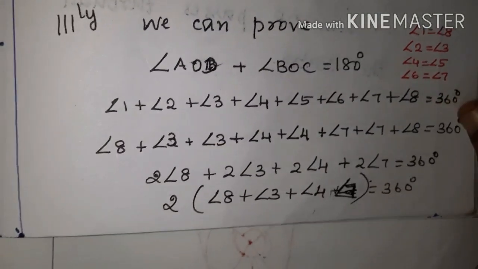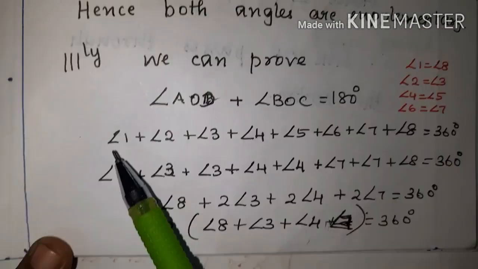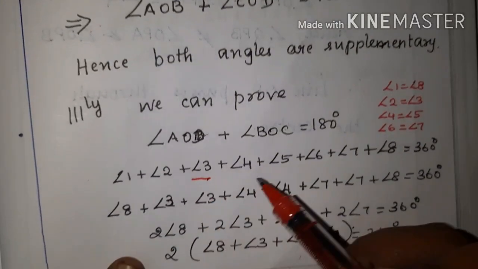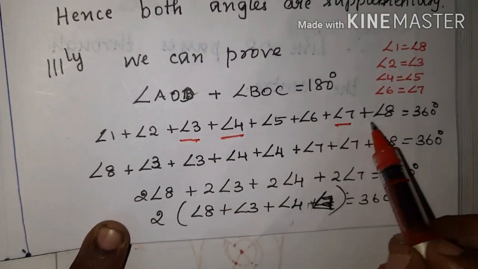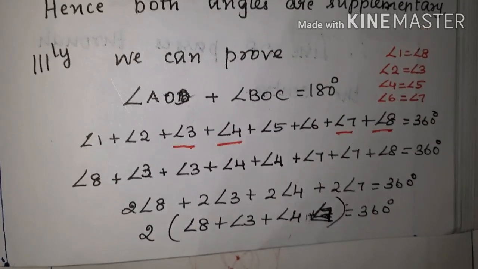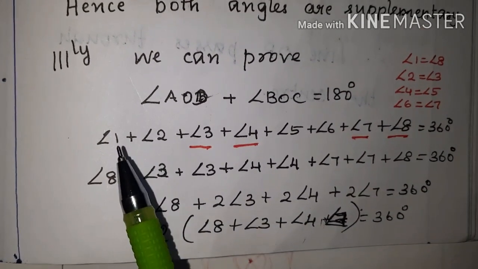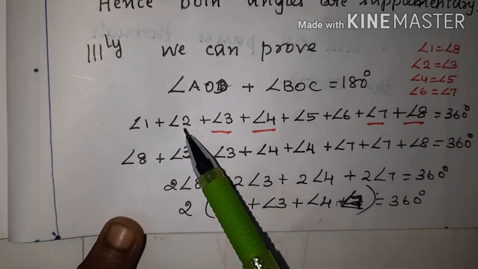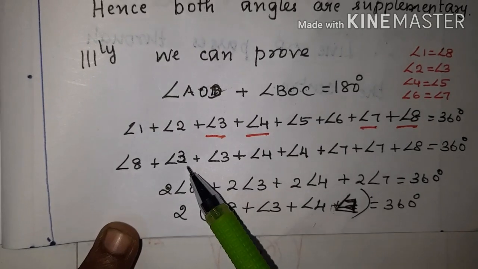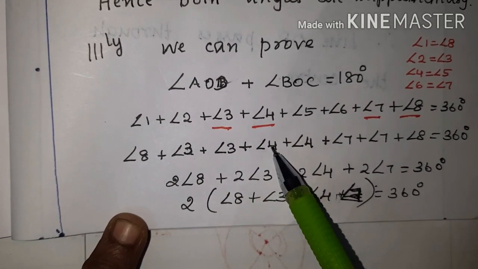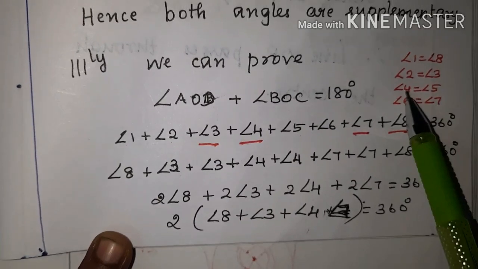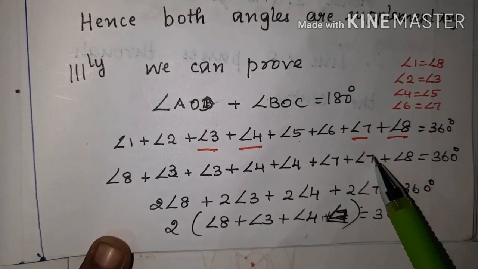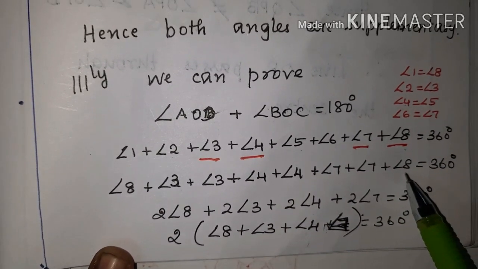So angle 3, angle 4, angle 7 and 8 will be as it is. So now coming to the complete angle. Angle 3, angle 4, then angle 7 and angle 8, these 4 angles will be as it is. So remaining angles only we are going to change. So angle 1 is actually equal to angle 8, so you are going to substitute by angle 8. Next angle 2 is equal to angle 3, so replace it. Next 3 will be as it is, 4 also will be as it is. Now angle 5 is equal to angle 4, so you replace it. Next angle 6 is equal to angle 7, replace it. Plus angle 7 will be as it is and angle 8 also will be as it is.